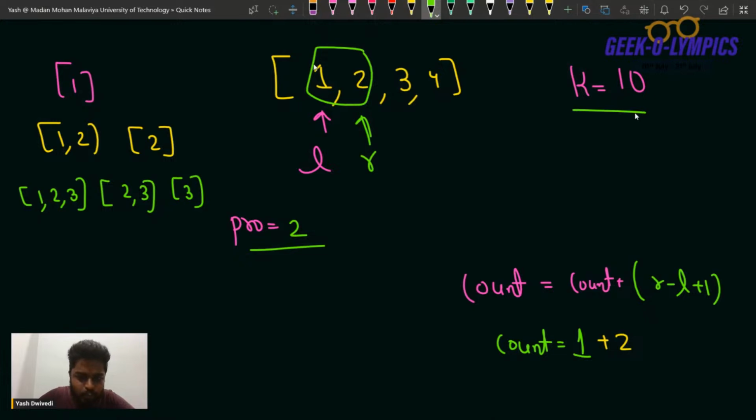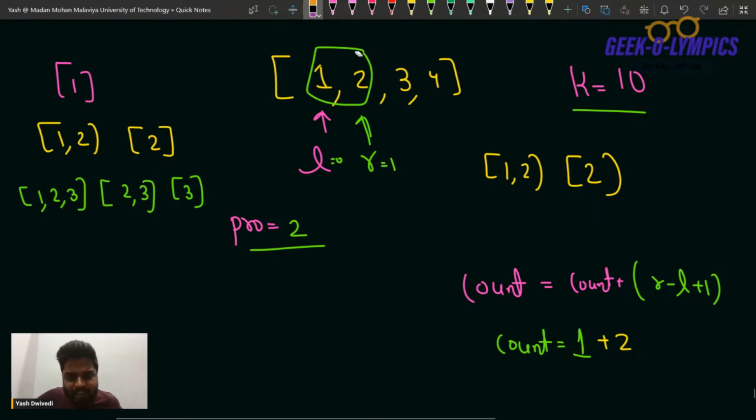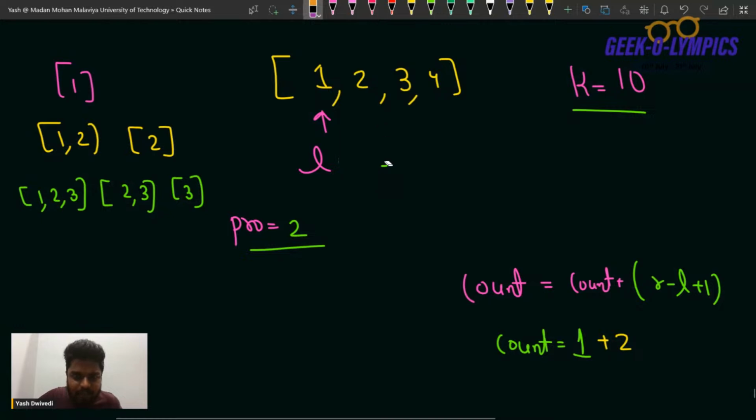So in that case, L is here, R is here. So L value is 0, R value is 1. So it will be R minus L plus 1, so 1 minus 0 plus 1. So this will be counted as 2. So in this window, we can count two subarrays. How can we count two subarrays? Because one of the subarrays would be 1 comma 2 and another subarray will be 2. So this is how we are counting it, right? Similarly, what will happen when I move my R forward? Is it clear, Rishit, or is some clarification still required? Let me know. So after this, what will happen?